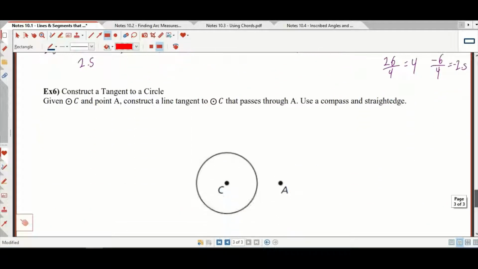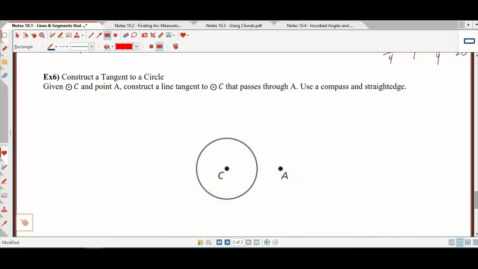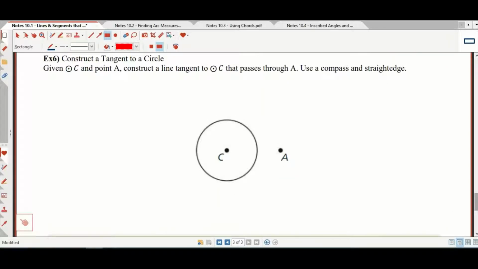Okay, construct a tangent to a circle. So given circle C and point A, construct a line tangent to C that passes through A. Use a compass and straight edge. So guys, a compass and a straight edge are two tools you use in mathematics to perform old-fashioned, old-timey constructions. And I use them like this. To use a straight edge, I take my little line tool and I do that. That's the same thing as putting your ruler down and just marking a straight line with it.